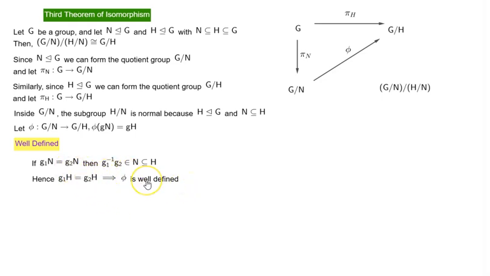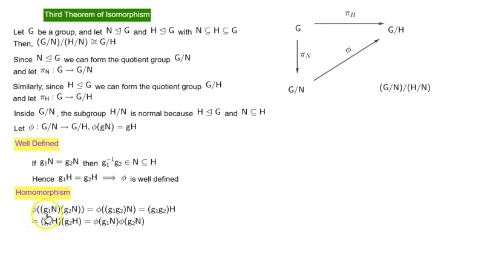So think of it carefully. We are taking two elements from the group G and forming cosets with N. Then, if they are equal, g1 inverse times g2 is in N, which is a subset of H. Since N is a subset of H, we can say g1H is equal to g2H, which implies phi is well defined. Now let's see the homomorphism.